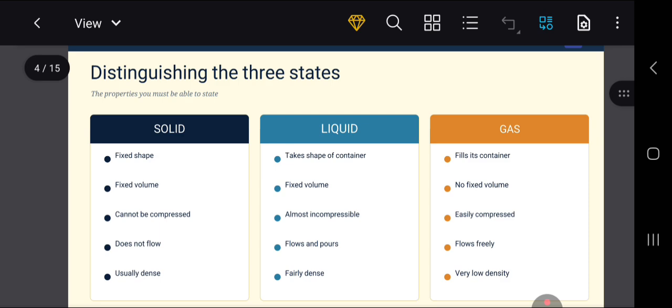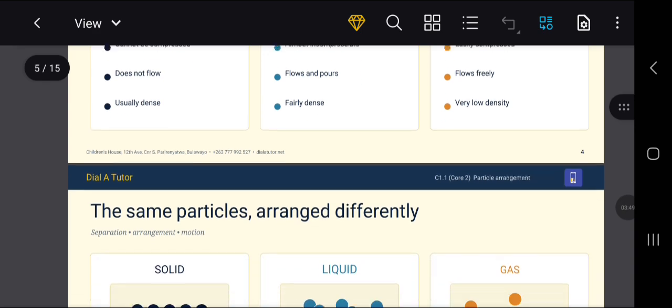Let's move on to gas on the far right. It fills its container, no fixed volume, meaning that a gas can spread out, whereas a liquid and a solid will not spread out. Gases are easily compressed, and gases flow freely. Very low density. I think I can use that as a highlight. Okay, now moving on.